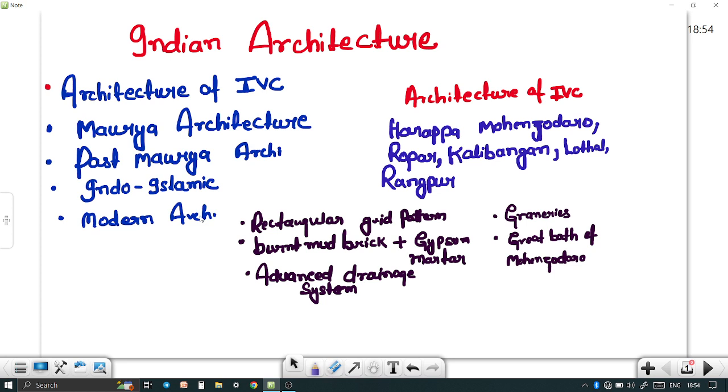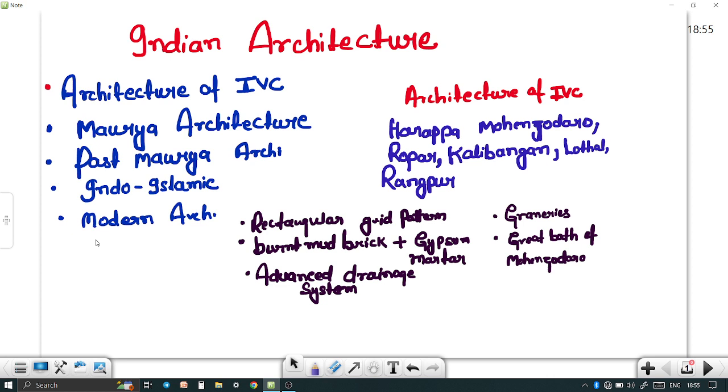While discussing the architecture of the IVC, the Indus Valley Civilization, we have Harappa, Mohenjo-daro, Ropar, Kalibangan, Lothal, Rangpur, these sites and their development. We have seen a lot of development in that civilization. The towns of this civilization were laid out in a rectangular grid pattern. Smaller lower towns are also there, called the lower town, and the upper part with some height and elevation is called the citadel. This type of architecture had been seen in the IVC.